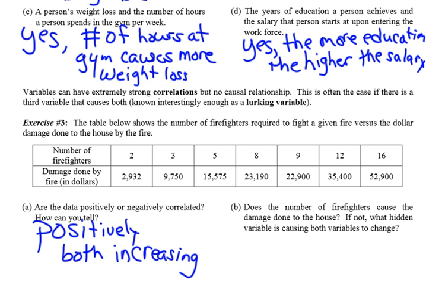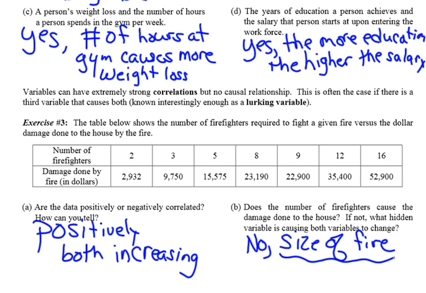Does the number of firefighters cause the damage done to the house? No. Right? Just because there had to be more firefighters there does not mean that the firefighters are the ones causing the damage. So what is that hidden variable, that lurking variable? It's the size of the fire. Right? If you have a really big fire that's gotten out of control, you need more firefighters, which means there's going to be more damage. So this is really the one that's causing both of those things to increase.